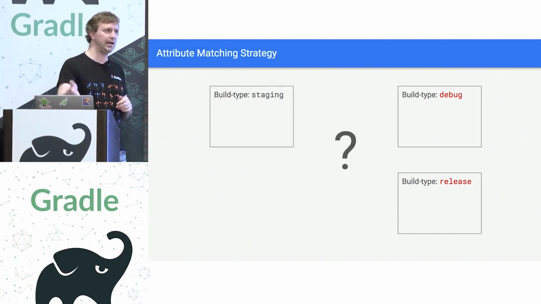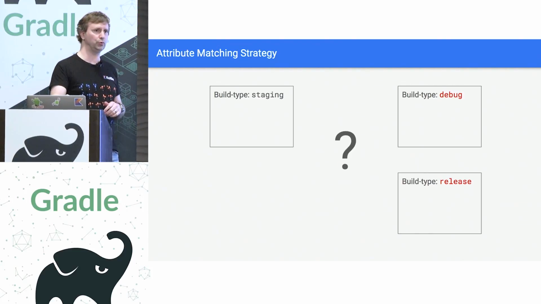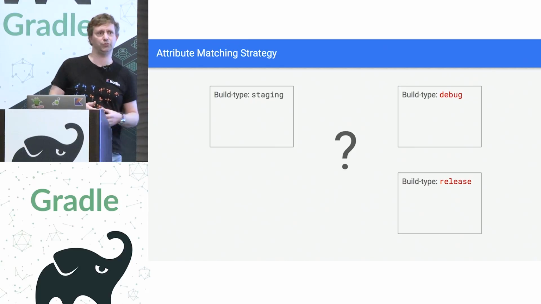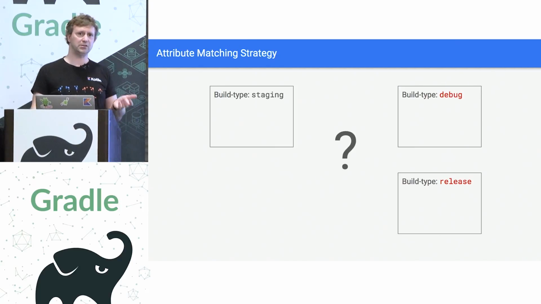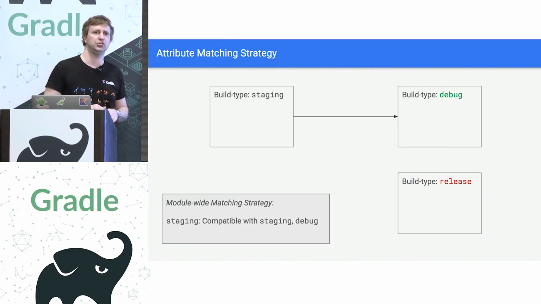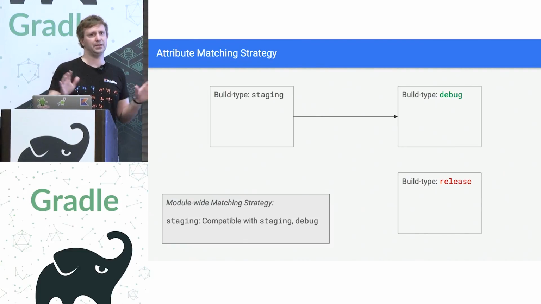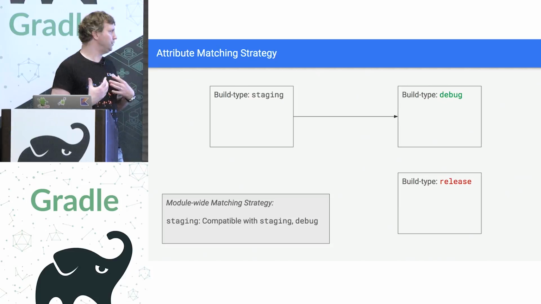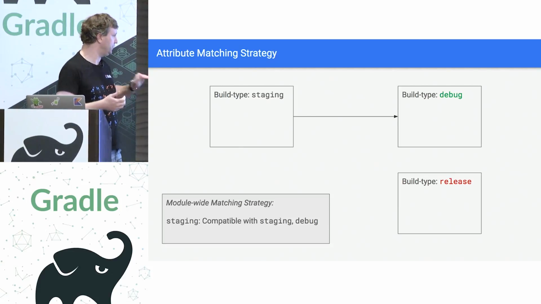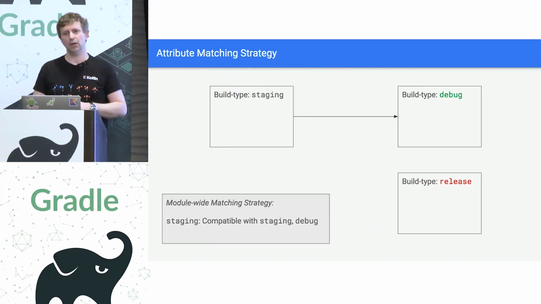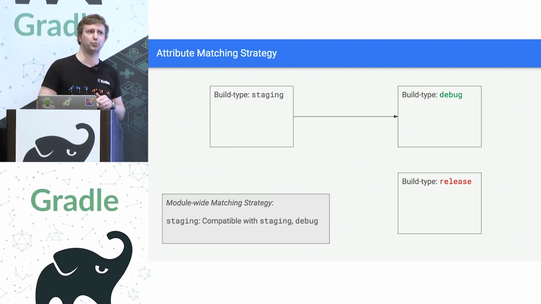Well, I can't go and add a new attribute on the consumer because the attribute is already there, just with a different value, right? So instead, what we need is, similar to dependency resolution, we need a matching strategy, right? And that matching strategy is not per variant. It's really at the module level. And so what we want to do is we want you to be able to say, look, if you have staging, I'm compatible with staging or debug, right? We think that's probably the best way to express that.